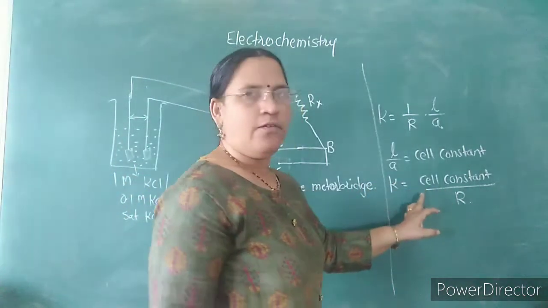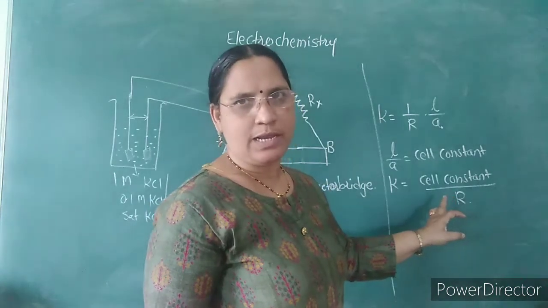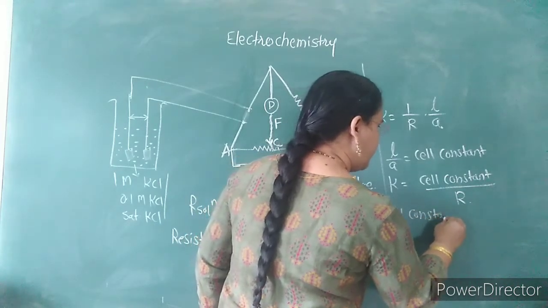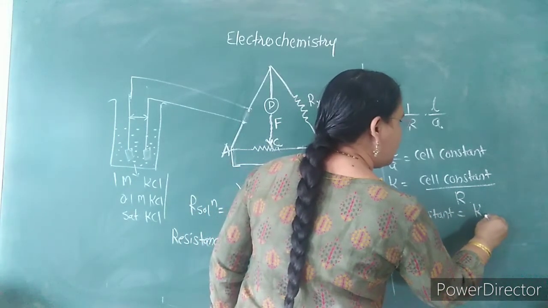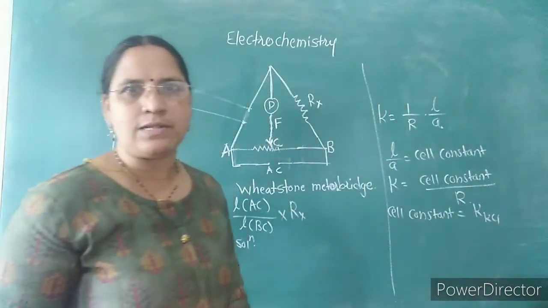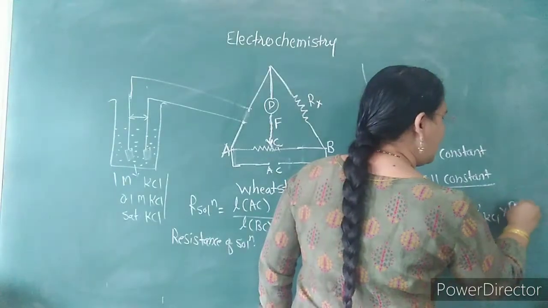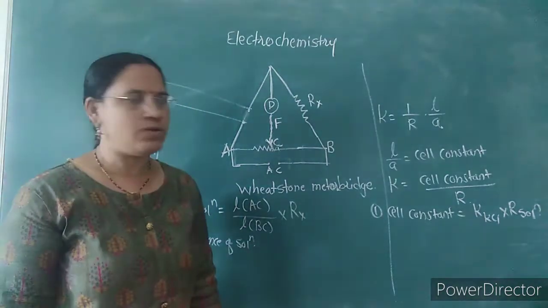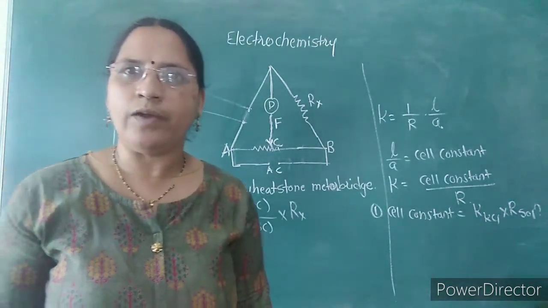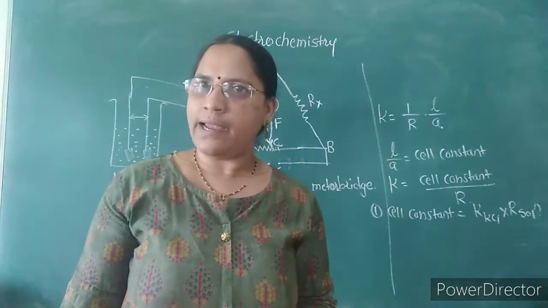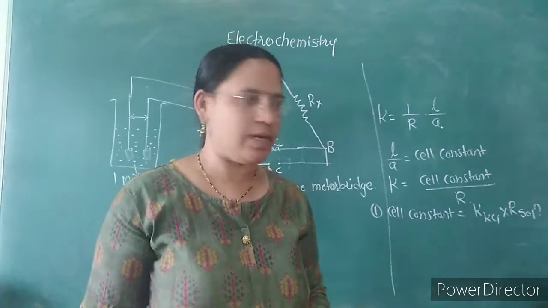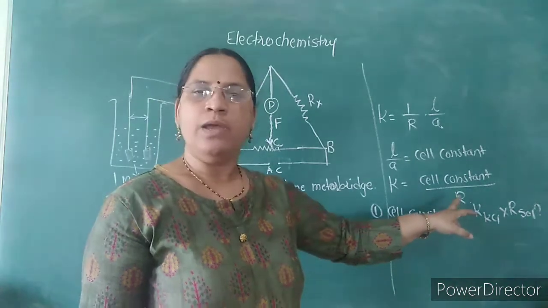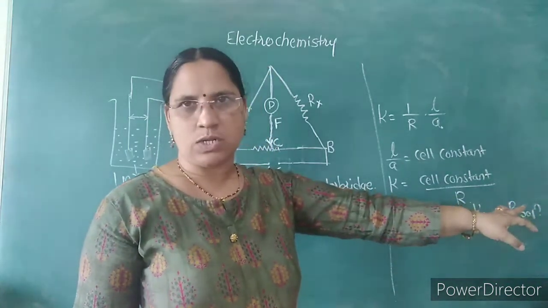Now using this formula, the first point is that we are able to find out the cell constant. So what is the cell constant? Cell constant is equal to K, the conductivity of KCl, here we have considered the electrolyte as KCl, into R, the resistance of this solution. So first we find the cell constant by using the Wheatstone's meter bridge. And what do we have to find? We have to find the conductivity, K, the electrolytic conductivity, and also the molar conductivity.